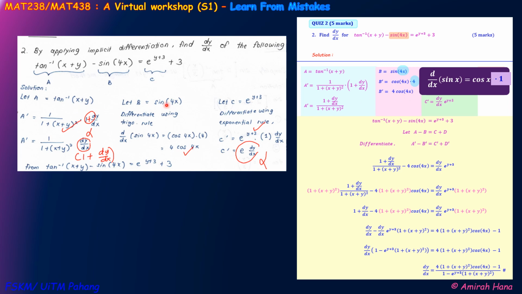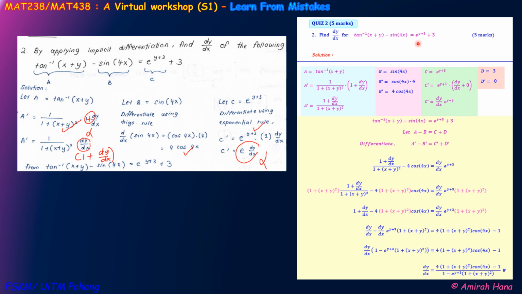Okay, yang ni sudah ni jawab. After differentiate sine 4x, so dia dapat cos 4x, and then darab dengan 4. And then, we have 4 cos 4x. Okay, so yang ini betul. Alright?